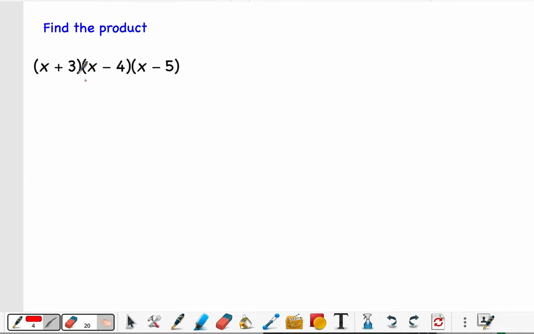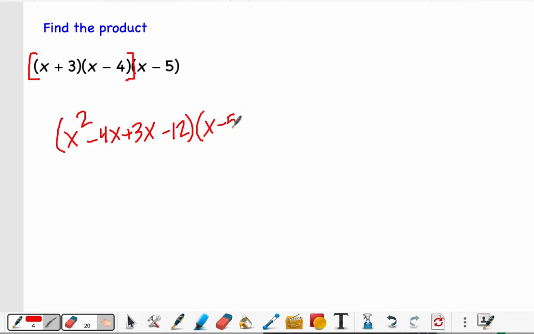If you have something like this, where you have three binomials being multiplied together, what I would recommend doing is just foiling maybe the first two or the last two, who cares, and then doing that distribution piece that we just did. So if we foil just the first two-piece first, we would have x squared minus 4x plus 3x minus 12. All of that is obviously being multiplied by x minus 5.